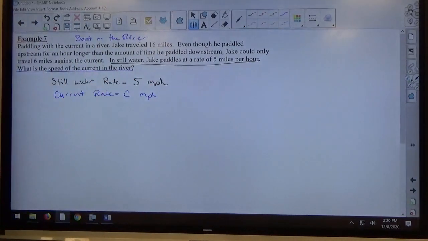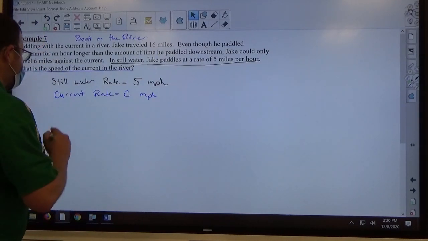Now, I don't teach physics, I teach math. In math, we just keep things simple. In physics, they have other forces acting upon things. But for the sake of this class, assume that if you're going downstream, the speed of the current is pushing you that much faster. If you're going upstream, the speed of the current is pushing you that much slower. So it's going to add or subtract from your rate.